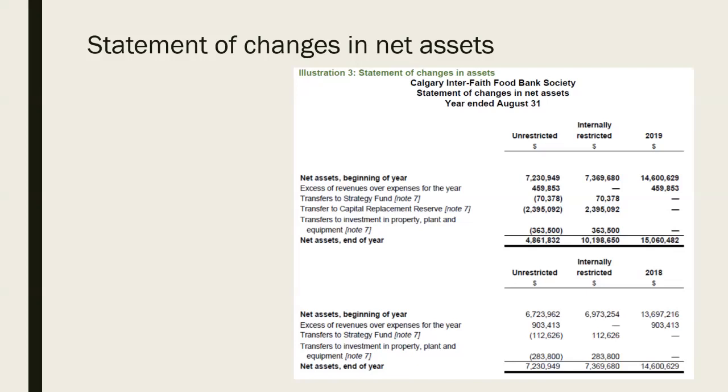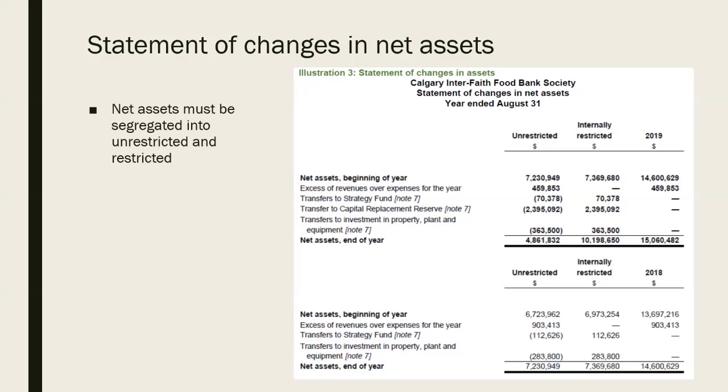And you would notice that in the year 2019, there were transfers from the unrestricted fund to the internally restricted fund for capital replacement reserve for almost $2.4 million, transfers to investment in PP&E, $363,500, and a transfer to strategy fund of about $70,000.